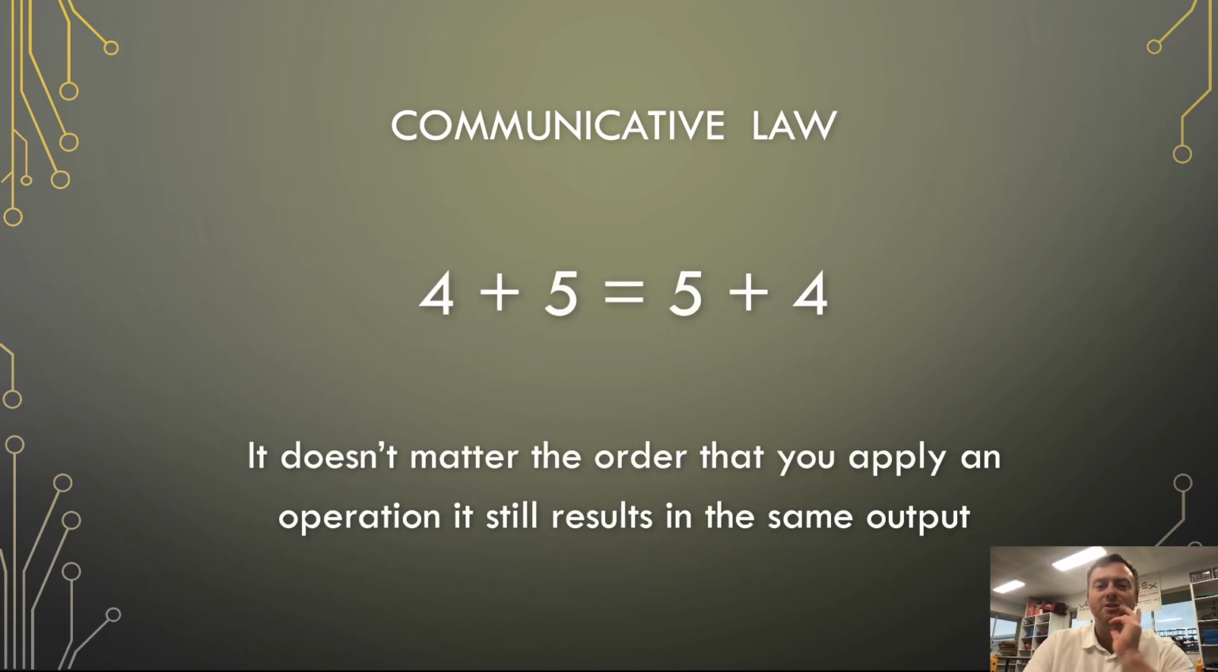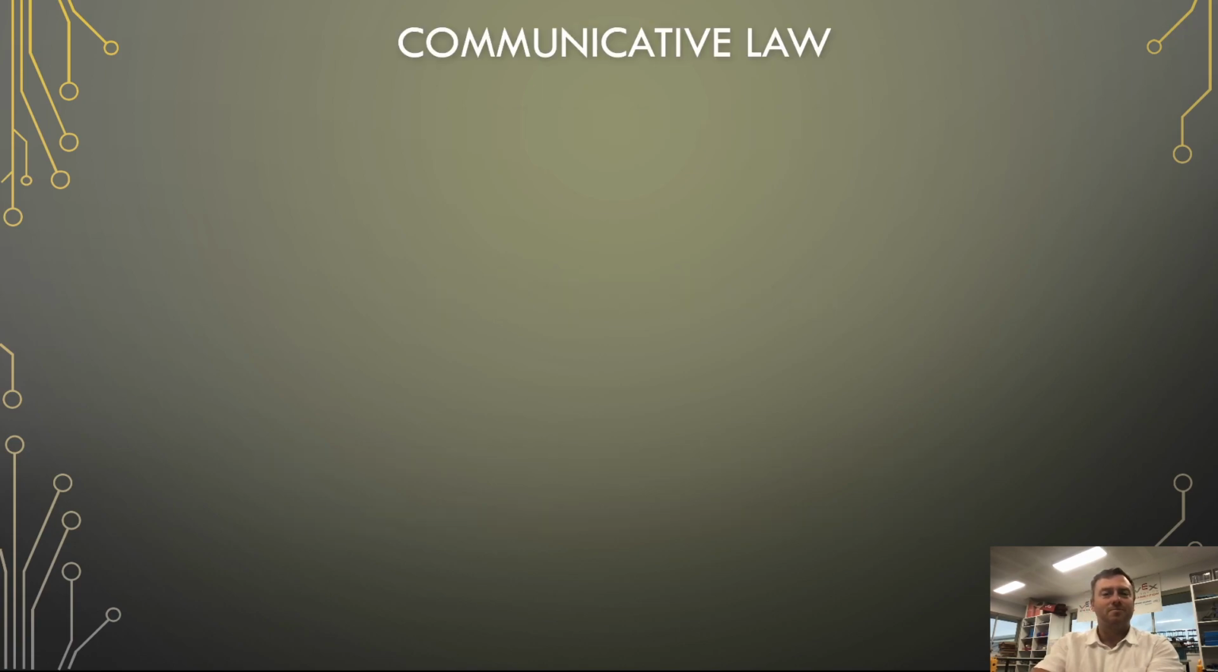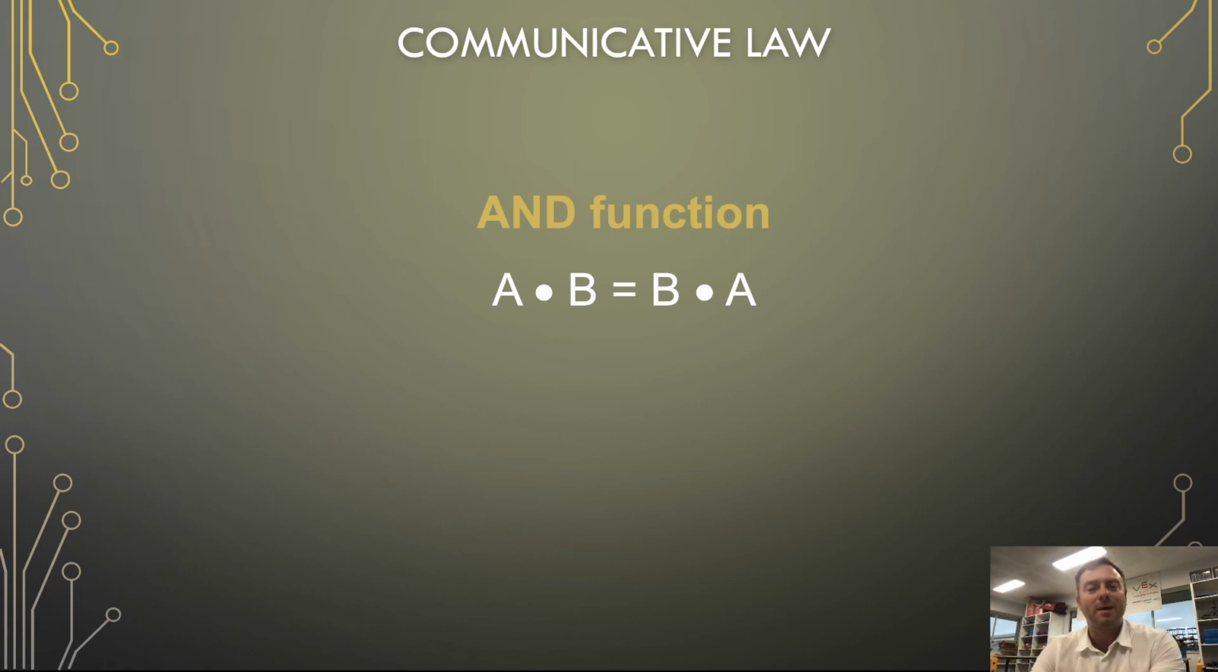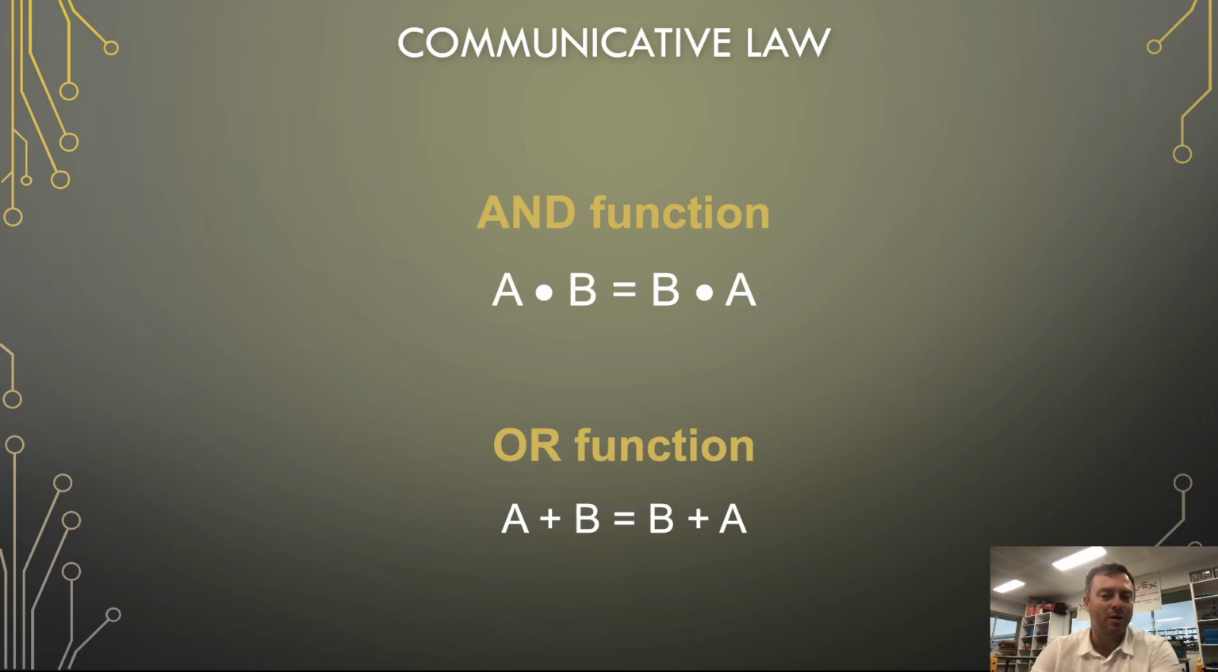You then have the commutative law, which basically means it doesn't matter the order. So 5 plus 4 is exactly the same as 4 plus 5. However, if you subtract, it's a little bit different. So when we're dealing with and or or, it doesn't really matter the order that you do. So if you have the and operator, a and b is equal to b and a. Same with the or operation, a or b is the same as b or a.